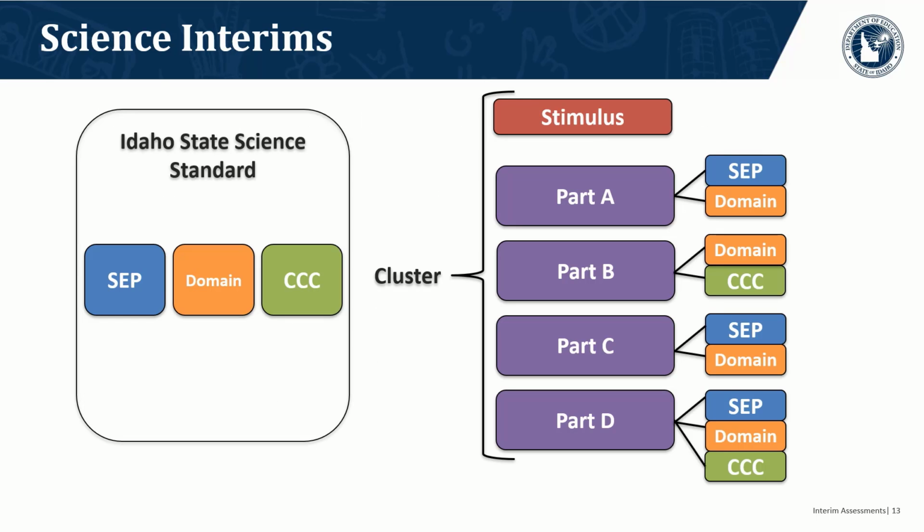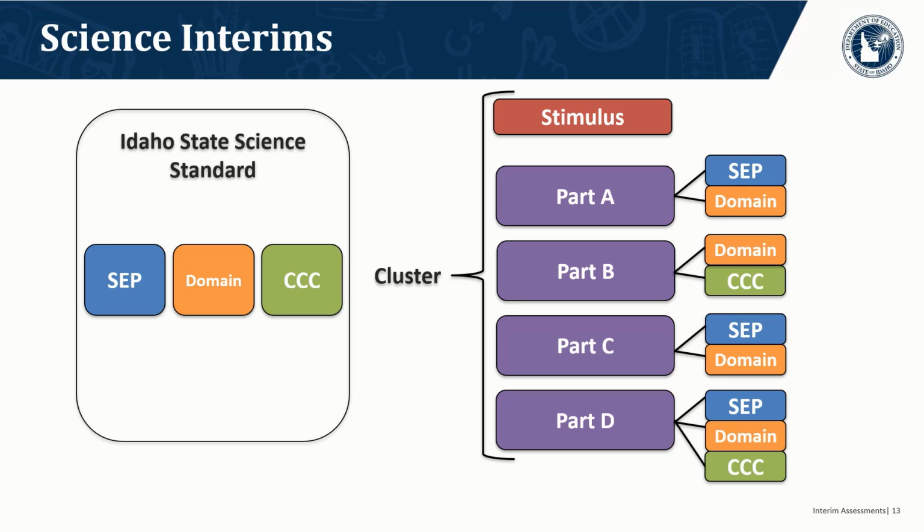I know that was a lot, so here's a model to help you better visualize a cluster. So on the left, we start with one Idaho State Science Standard. That standard is comprised of 3 dimensions, an SEP, a domain, and a CCC. From there, an item writer creates a cluster. That cluster consists of a stimulus. In that stimulus is the phenomenon, then additional text, graphics, data tables, graphs, and animations that the student will use and interpret to explain the phenomenon via the associated lettered interactions.